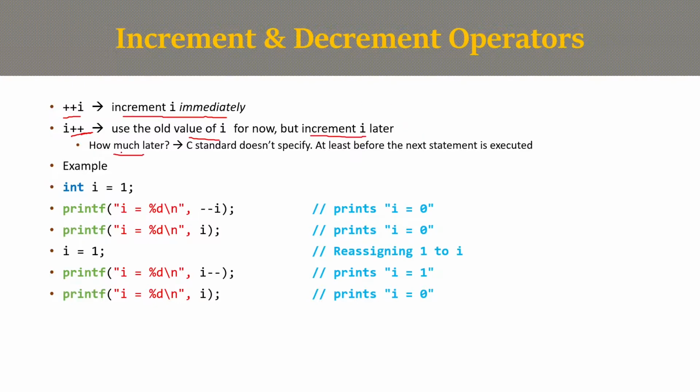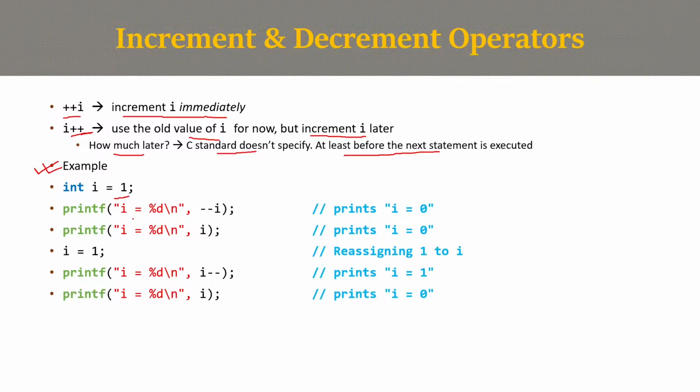So how much later do we increment the value of I? C doesn't specify how much later. At least before the next statement is executed, the value of I is incremented by 1. So let us see what I am saying from this example. Let us assume that the value of I is 1.